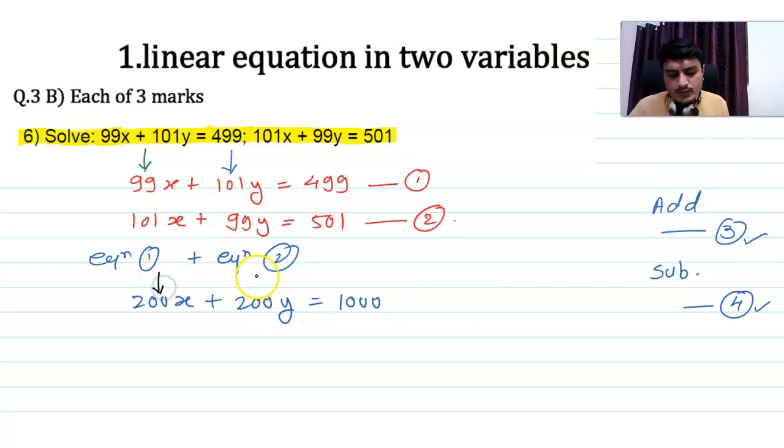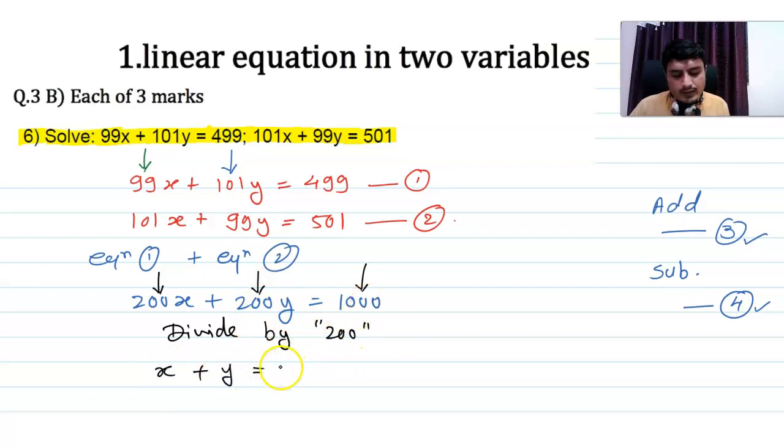Coefficient of variable x is 200, y is 200, while the constant is 1000. All are divisible by 200. So first of all, divide the equation throughout by 200. So 200x divided by 200 is x only, then plus 200y divided by 200, 200 gets cancelled, we remain with y, and 1000 divided by 200 we have 5. Call it equation number 3.